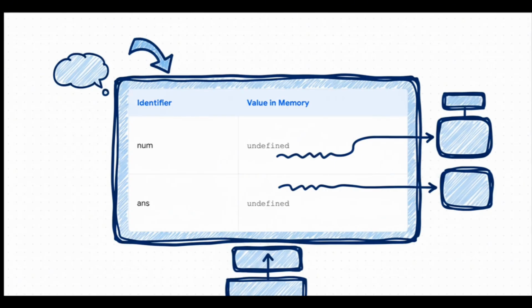So right when our code calls square of n, poof, a new context is born. And guess what? It goes through its very own two-phase creation process. In its first phase, it scans its own code and allocates memory for its parameter, num, and its internal variable, ans, and it sets both of them to undefined.